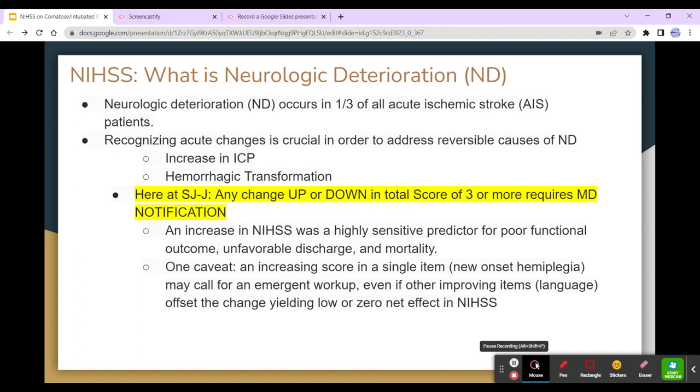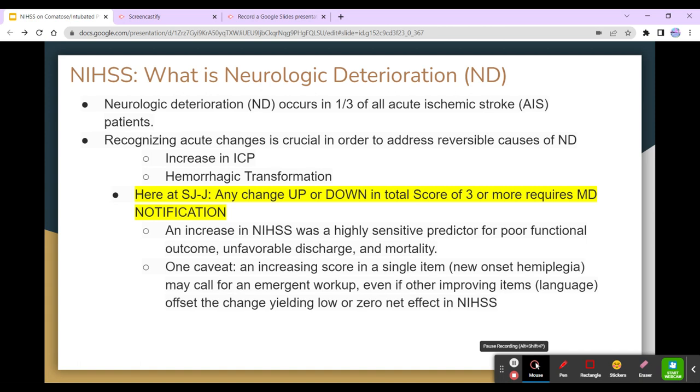Recognizing these acute changes is crucial in order to address any reversible cause, such as increased intracranial pressure or a hemorrhagic transformation. Here at St. Joe's and Joliet, any change up or down in a total score of 3 or more will require MD notification. An increase in your NIH stroke scale is a highly sensitive predictor for poor functional outcome, unfavorable discharge, and a high mortality rate.